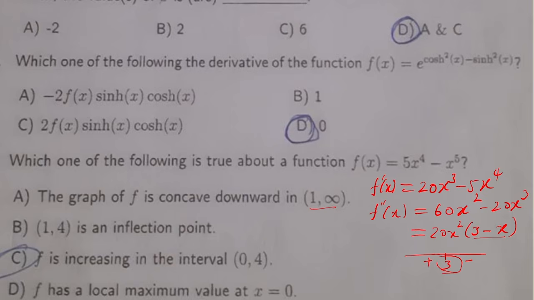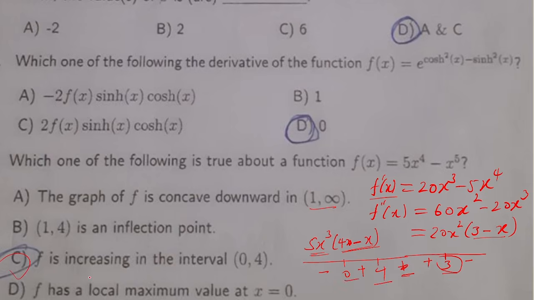F is increasing in the interval. Again, we need to factorize the first derivative to get increasing, decreasing intervals. Here 5x cubed is common. What remains? 4 minus x. On the number line, 5x cubed at 0, 4 minus x at 4. So from 0 up to 4, this is positive, this one is positive, so this is positive. For x greater than 4, this is negative, this is positive. For x less than 0, this is positive, this is negative, so negative. So negative, positive, negative. So it's increasing on the interval 0 up to 4.